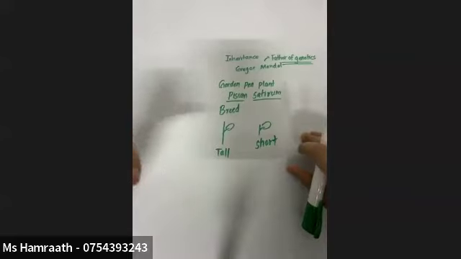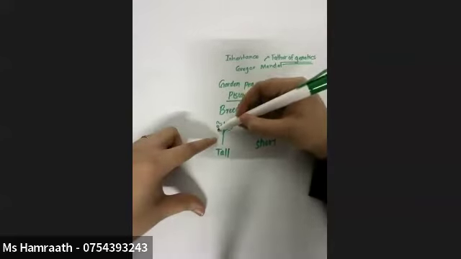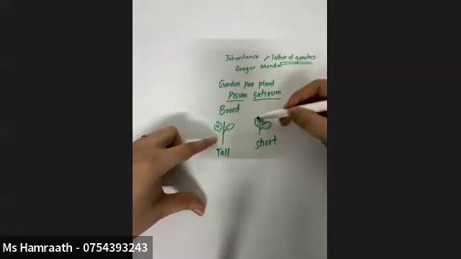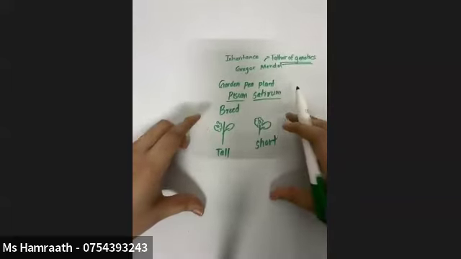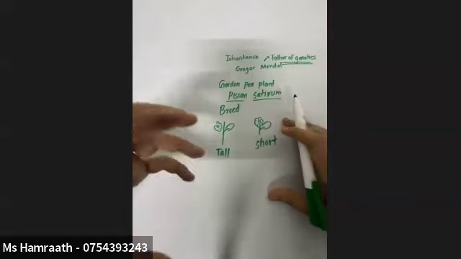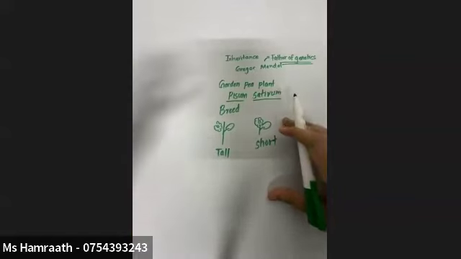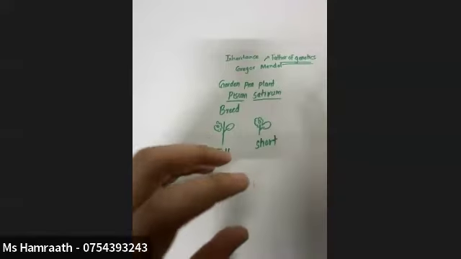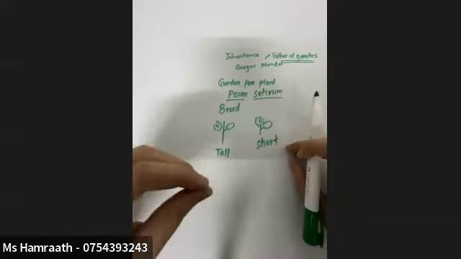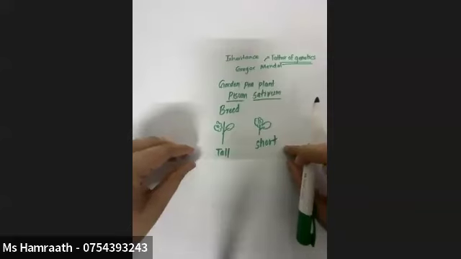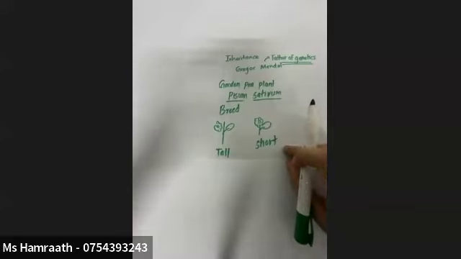Now say in this plant you have the flower, and in this plant also you have the flower. Now if I wanted to do the pollination between the tall and the short, what kind of pollination should I do? Cross-pollination. So cross-pollination means taking a pollen grain from the flower of the tall plant to the flower of the short plant, or taking the pollen grain from the flower of the short plant to the flower of the tall plant. So when he did this, he was doing cross-pollination.